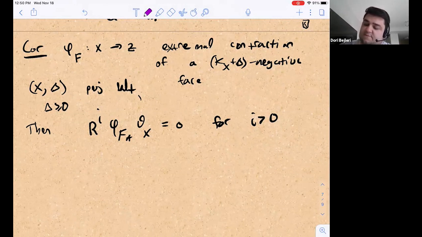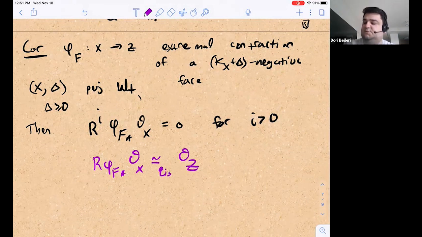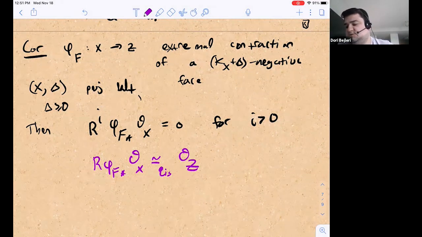So another way of writing this is that if we think of the complex, the derived pushforward of O_X, which is some complex in the derived category of sheaves on Z, then this is quasi-isomorphic to O_Z, because we know on level 0 it's O_Z, and then everywhere else it's just 0. So this is maybe another way you might see this condition.